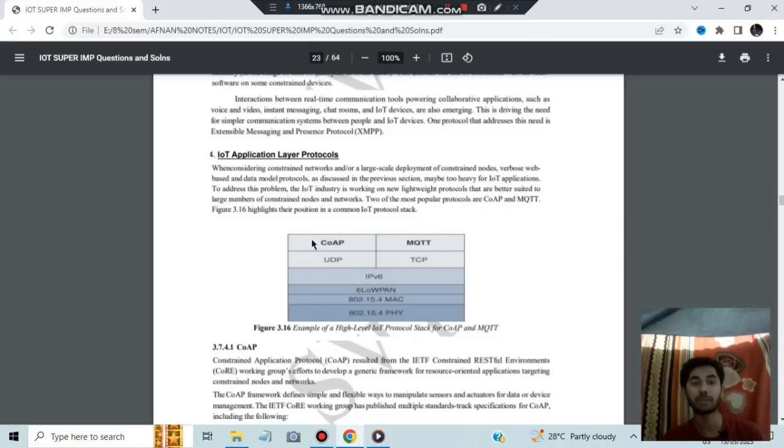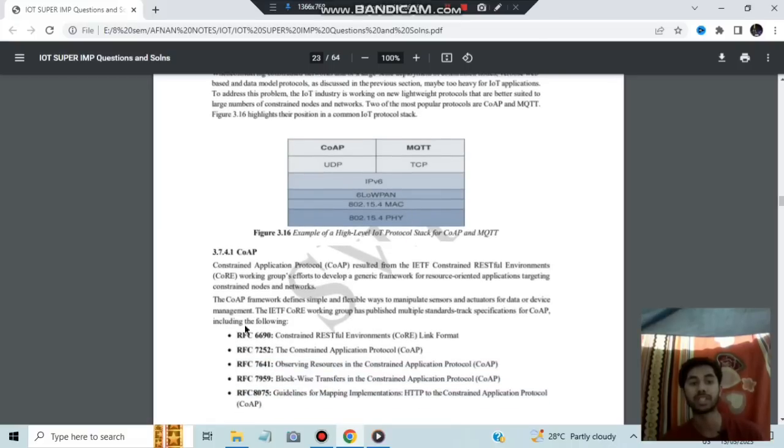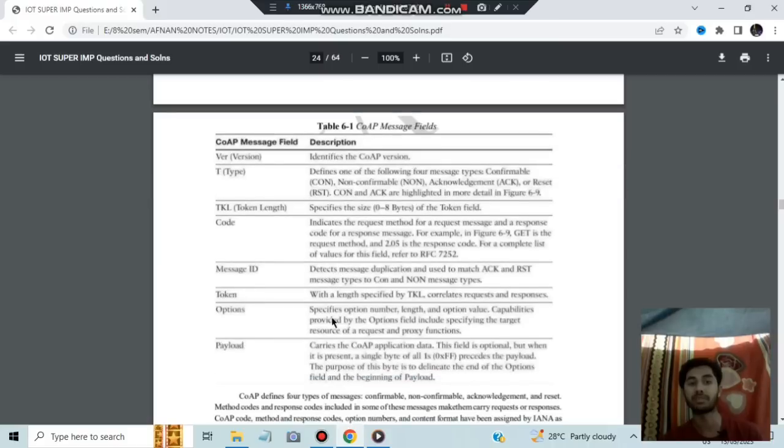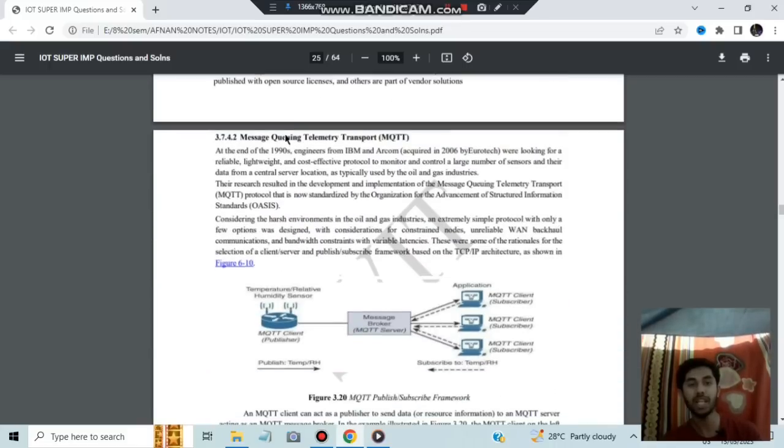Separate questions have been asked regarding CoAP as well as MQTT. What is it? What protocols are used? What is its working group? What are its functions? All these things are given here. You can go through it. For CoAP, just the facts are given. This is the message format. By the name itself, you can understand what it does. And the same goes for MQTT as well.